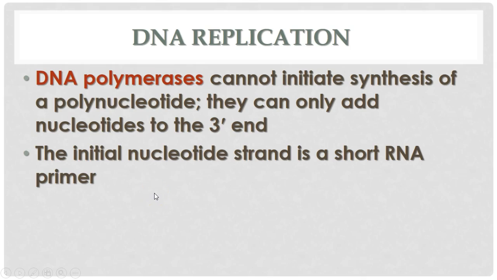DNA polymerases are molecules that are going to add the appropriate nucleotides, the matching complementary nucleotides, to the template strands. And they can't start the synthesis. They have to add nucleotides to the 3' end of the molecule. And so what they start with is actually a short RNA primer, which is really interesting. It's one of the things that leads most scientists to believe that RNA came before DNA, and then DNA was derived from RNA.